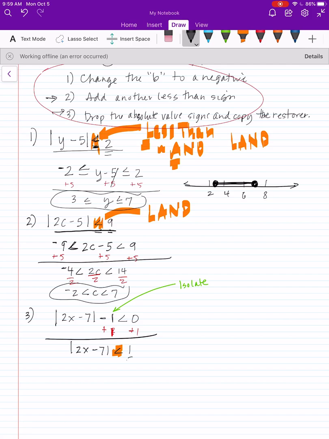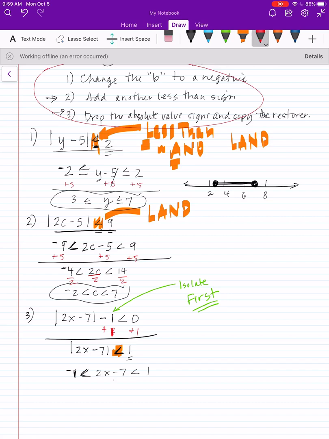So I take this b right here and I make it negative. I take the same sign that I had before and I write it down. Then I drop the absolute value signs and copy everything else exactly the same. But remember to isolate first, okay? So isolate first. Hopefully you picked up on that.